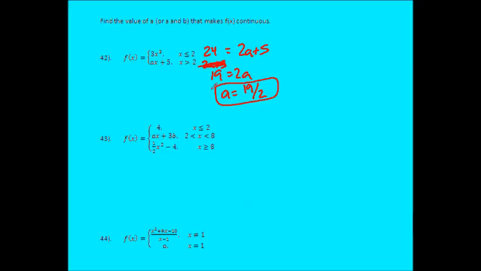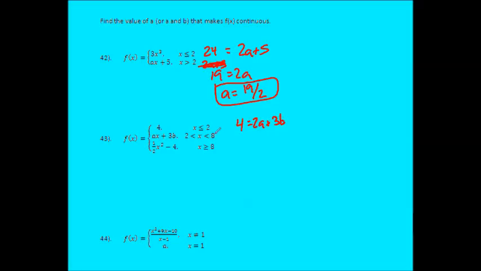In 43, when you have 2 different breakpoints, well, you just need to send them into each one. Plug 2 in for 4, well, it's just 4, that's straightforward. When you plug in 2 into x here, you should get 2a plus 3b. So that should be setting that equal to each other. So 2a plus 3b equal to 4.